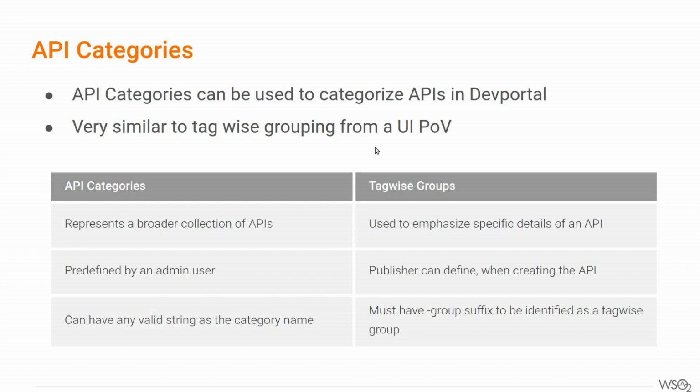And one more important thing to highlight here, with the introduction of API categories, we are deprecating tag-wise grouping feature in APIM 3.1 and we will be removing it altogether in a future release. So the users are advised to migrate existing tag-wise groups to API categories and to use API categories to create new dev portal groupings in future.